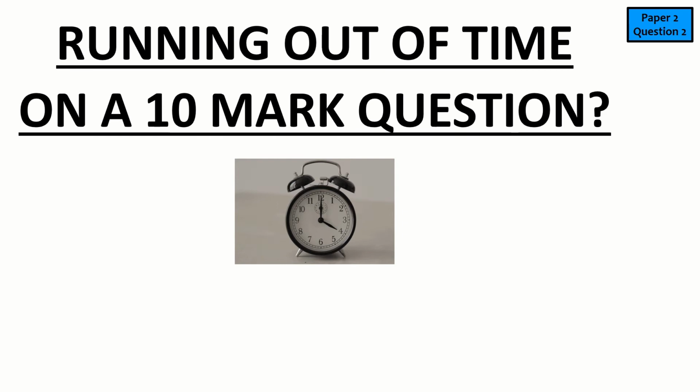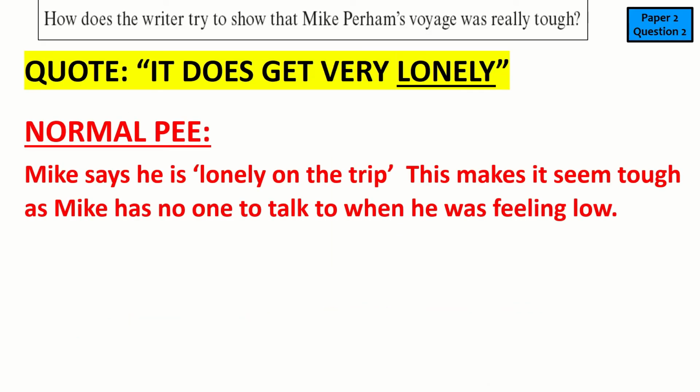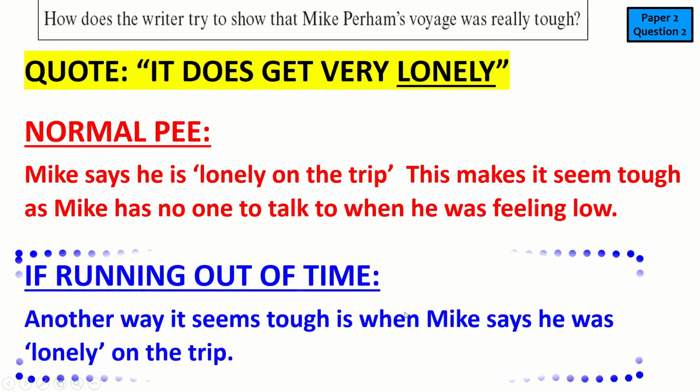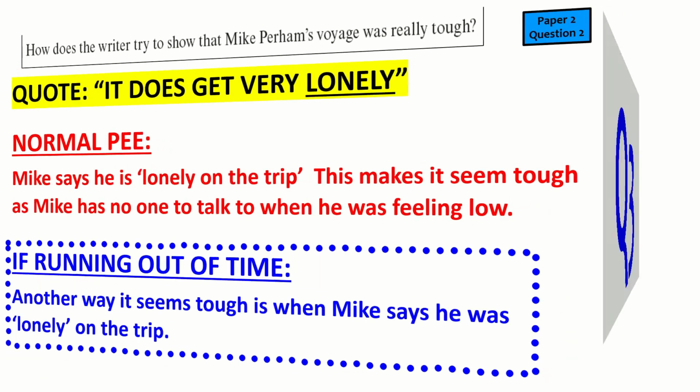Okay, remember, if you're running out of time on a 10-mark question, forget about the PEs and just pick out quotes. So that one about lonely, if I've got time, I might want to put, Mike says he's lonely on the trip. This makes it seem tough, as Mike has no one to talk to when he's feeling low. But if I'm running out of time, just put another way it seems tough is when Mike says he's lonely. So I'm ignoring this bit. I'm not doing the explanation, just put the quotes in there. So if you've got a couple of minutes left, just put the quotes in and you don't need to explain it. And again, if it's a really obvious quote, you don't need to explain it anyway. Just move on to your next quote.